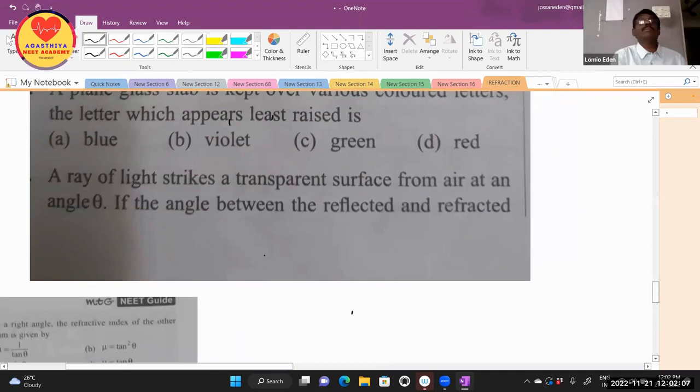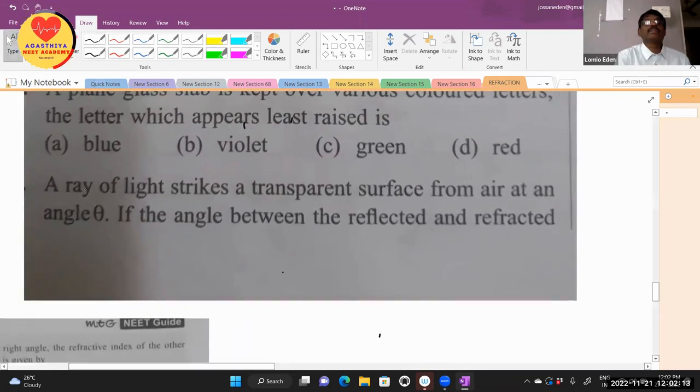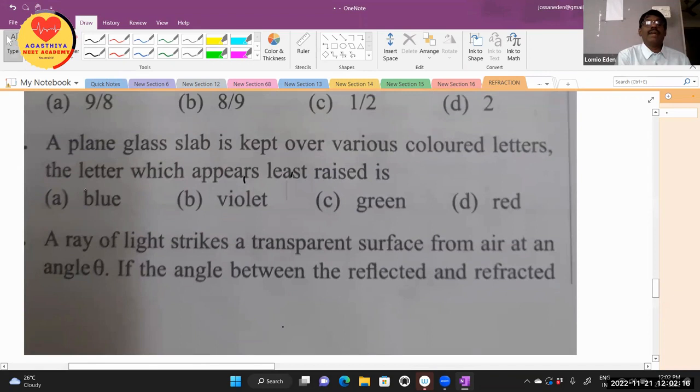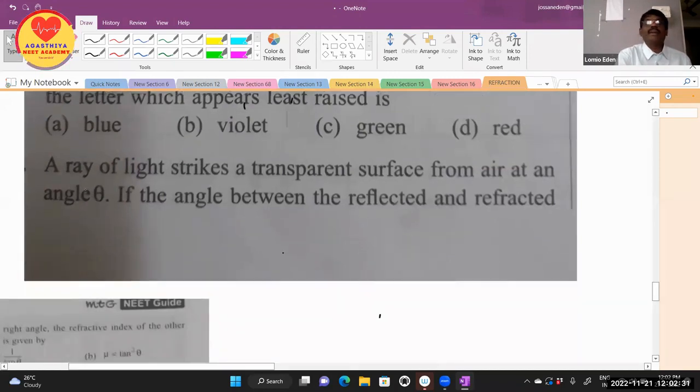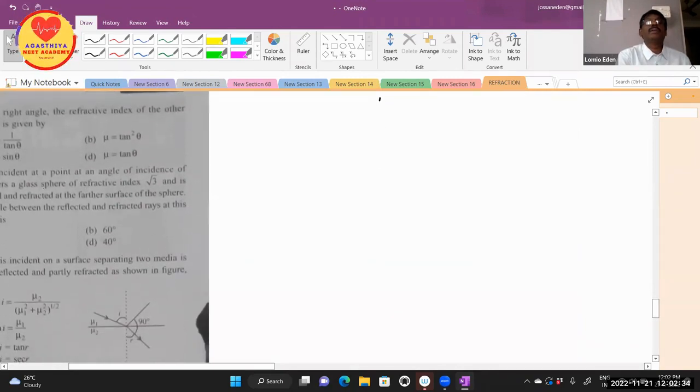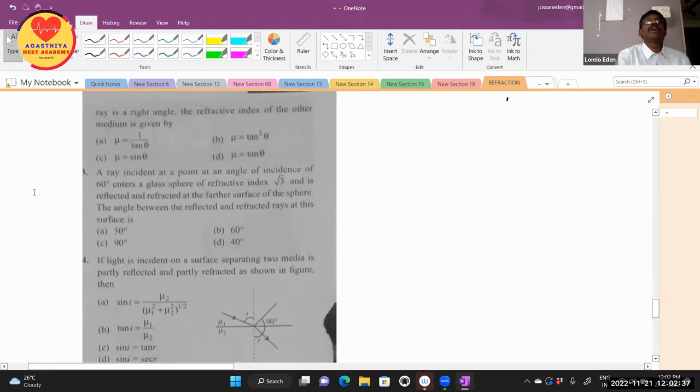Okay, next problem. Let's see this. A ray of light strikes a transparent surface from air at an angle theta. The angle between the reflected and the refracted ray is a right angle. The refractive index of the other medium is.